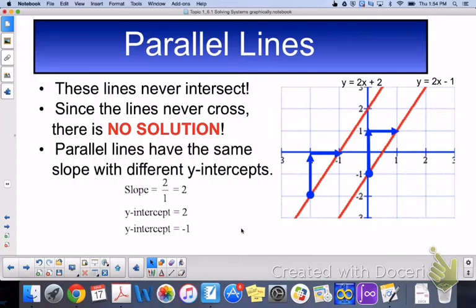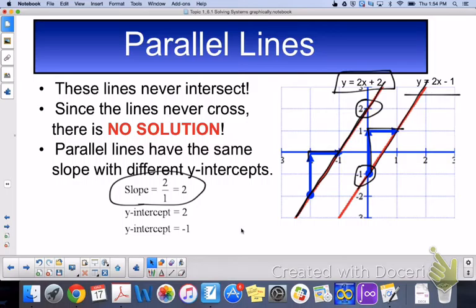These two lines are parallel, okay? This line and this line, when you graph them, they both have a slope of 2, up 2 over 1, up 2 over 1. The y-intercept on the top line is 2. The y-intercept on the bottom is 1. So here's your system right here, 2x plus 2 and 2x minus 1. Therefore, with the same slope, different y-intercepts, they never intersect. There is no solution. And yes, you can write that like that.